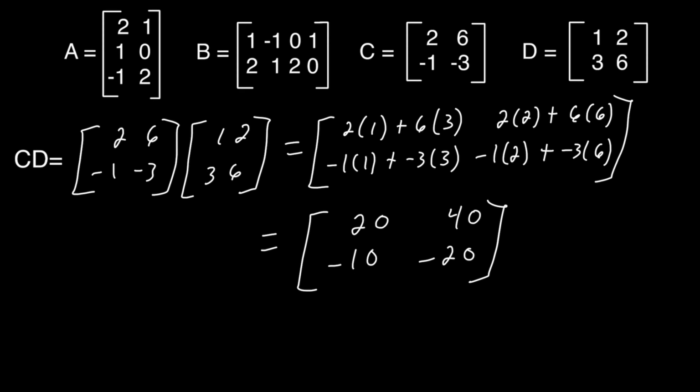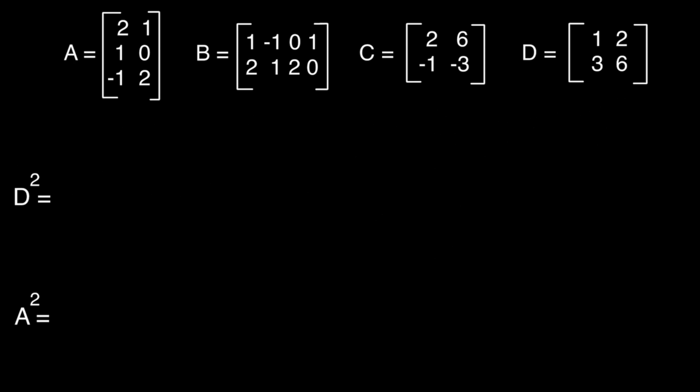Now let's talk about some special cases of matrices. What is D squared? Well, D is this matrix right over here. The rule with squaring a matrix is that it needs to have the same number of rows and columns. So this is a 2 by 2 matrix, 2 rows, 2 columns. B has 2 rows, 4 columns. That's a 2 by 4, so it cannot be squared. A 2 by 2 can be squared, a 3 by 3 can be squared, a 4 by 4 can be squared, etc. But they have to have the same number of rows and columns. So what is D squared?